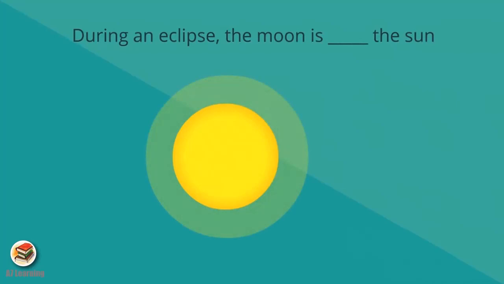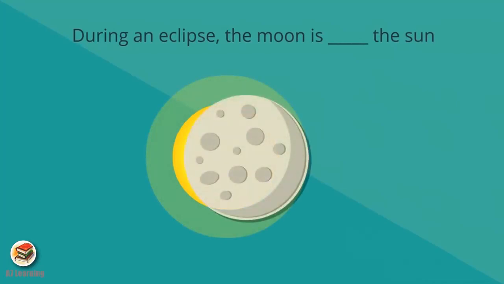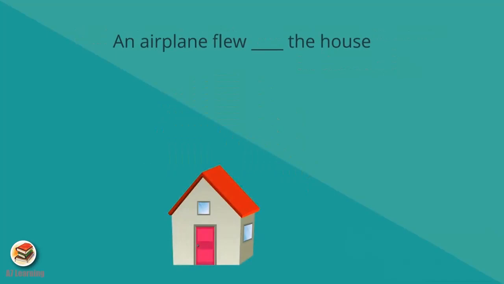Between. During an eclipse, the moon is blank the sun. What preposition fits in the blank? In front of. An airplane flew blank the house. What preposition fits in the blank?